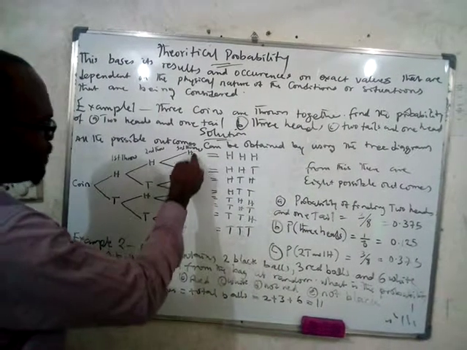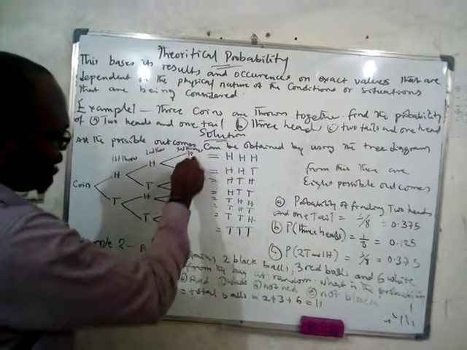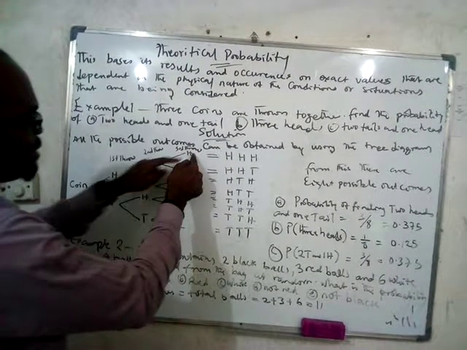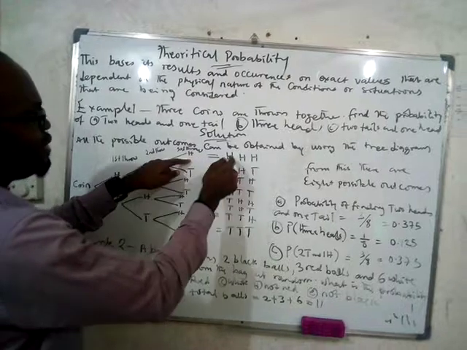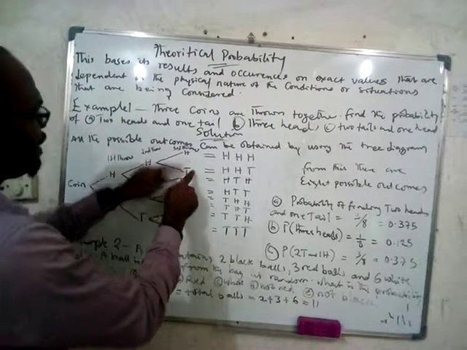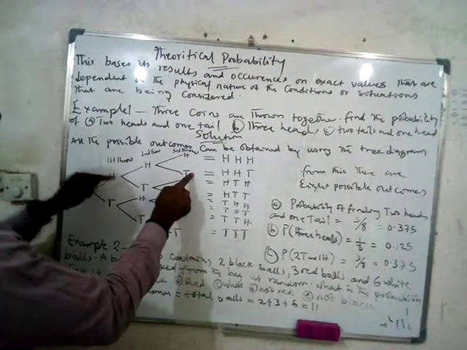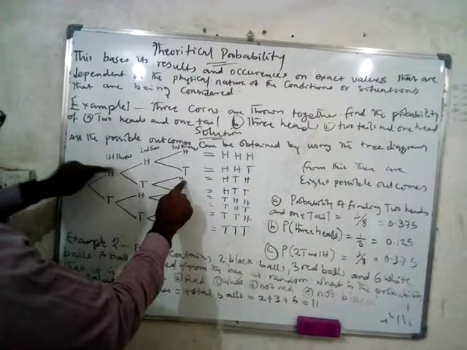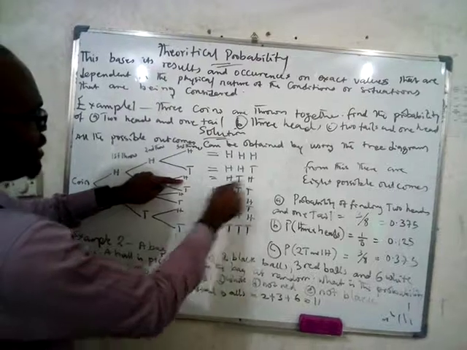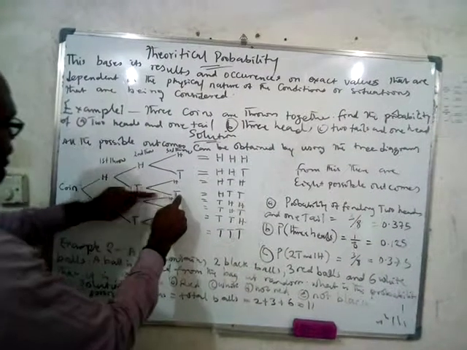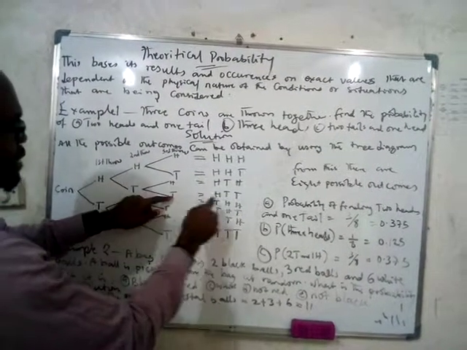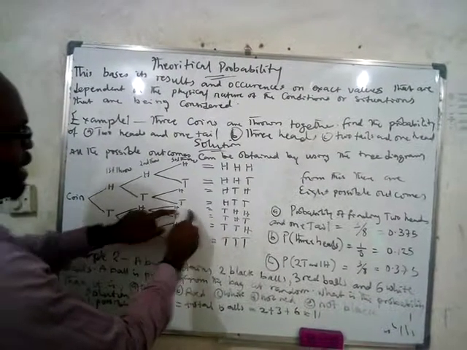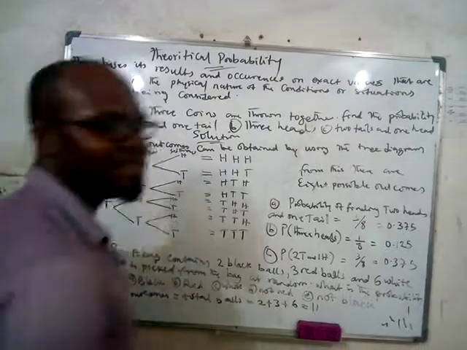Then when you finish, you pick it out. You're picking for this one now, this very one. So you trace it back. You're having head, head, head. For this one, you trace it back: head, head, tail. For this one: head, tail, head. For this one: head, tail, tail. Down like that. Is that clear?